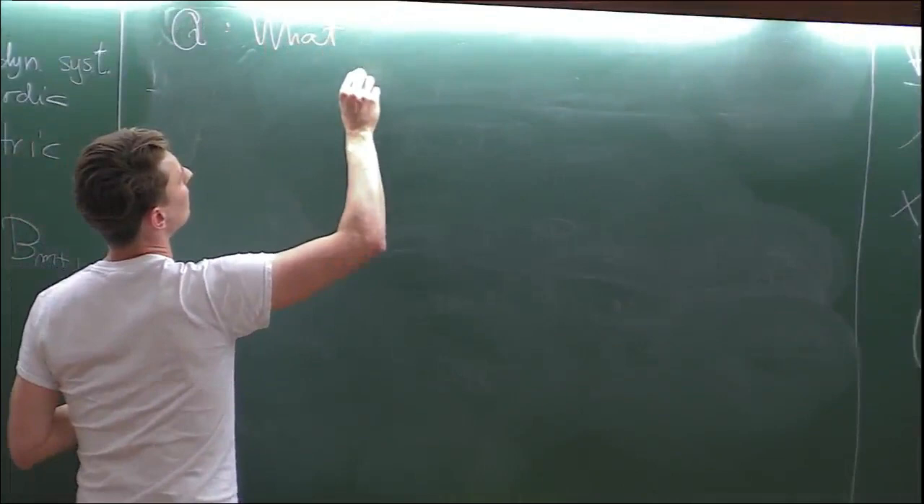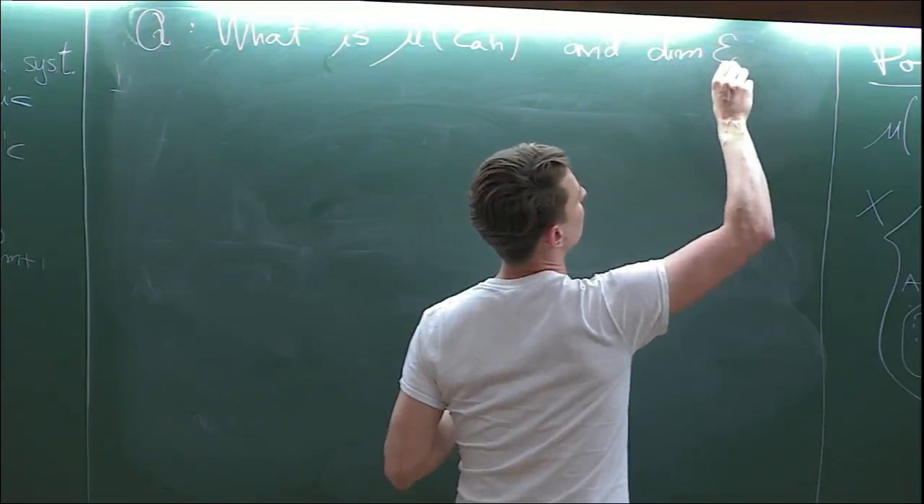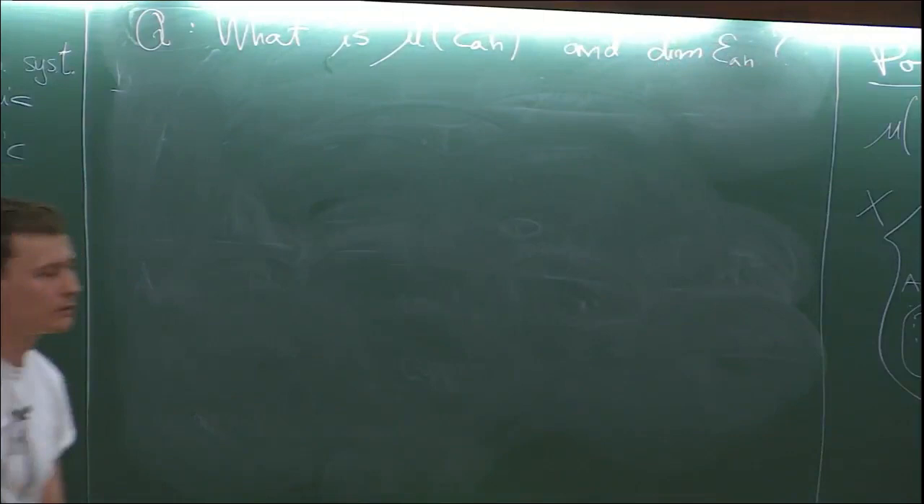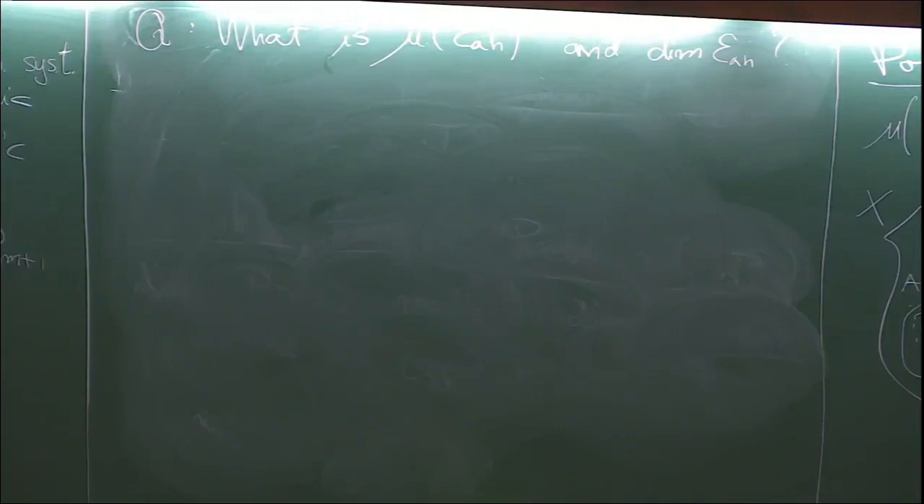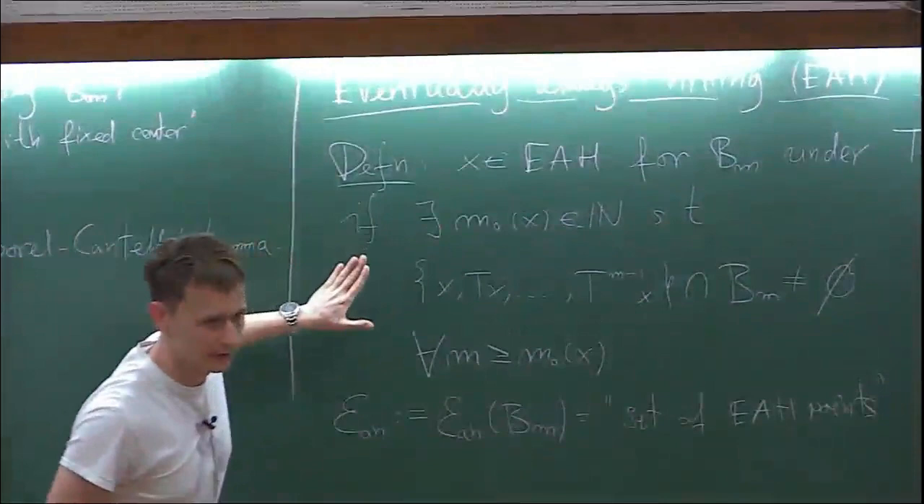Okay, and the question we want to ask about this set are exactly the same as before, namely, what is the measure of the eventually always hitting points, and also, if relevant, the dimension of the set. There's a couple of basic observations. I'm just generally going to write this as shorthand notation on the sequence. So that's the set of eventually always hitting points. Okay, so it's all points that satisfy this definition.